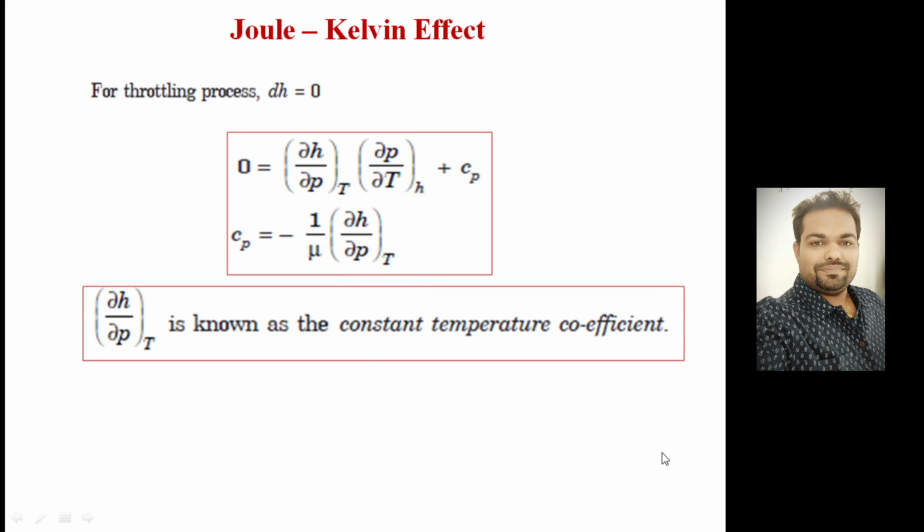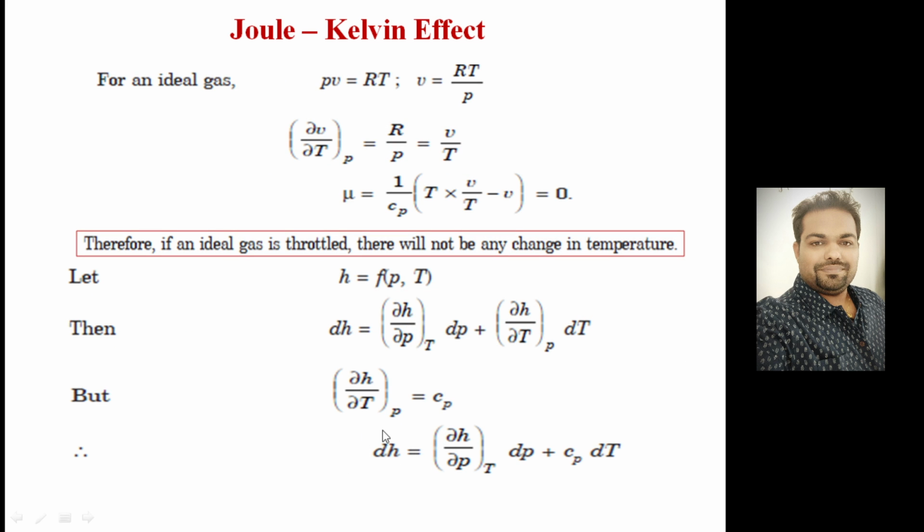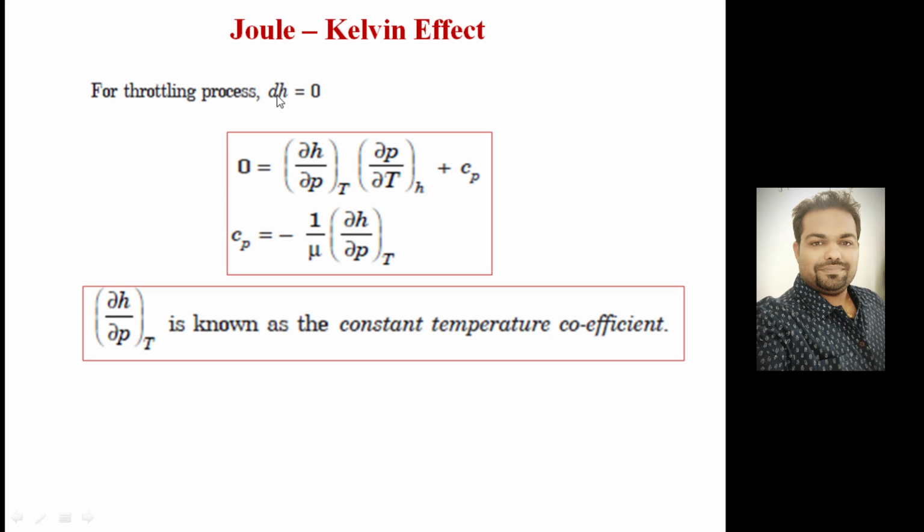Clear or not? Now for constant enthalpy, right, we can substitute this equal to 0, and we will try to solve this to get the Joule Kelvin coefficient. So for a throttling process, dH is equal to 0. So we got this term plus Cp is equal to 0. So Cp from here can be calculated. Cp is equal to these two terms, negative.